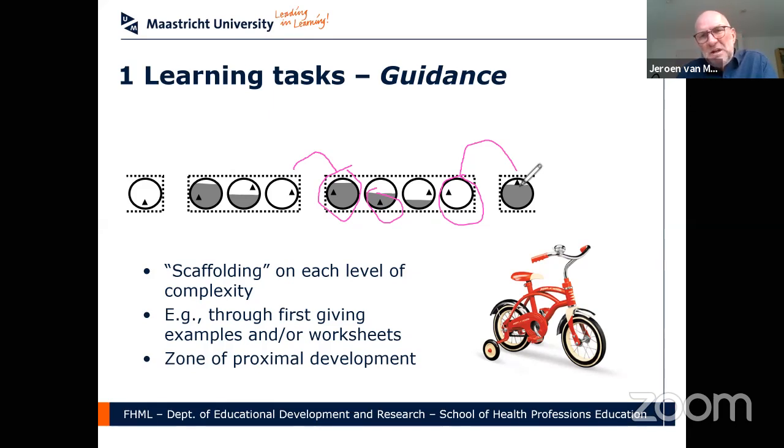And this decreasing of support and guidance is also called scaffolding, because when you build a house, the house is going up and the scaffold is going down. So that's the same principle here.